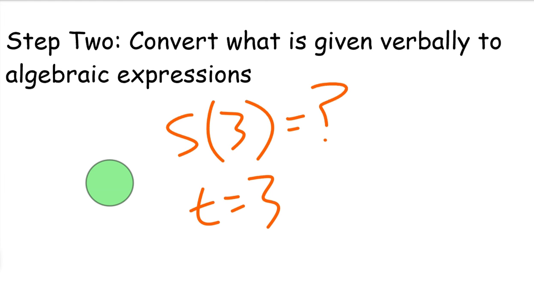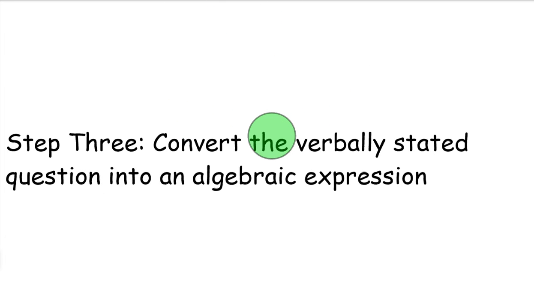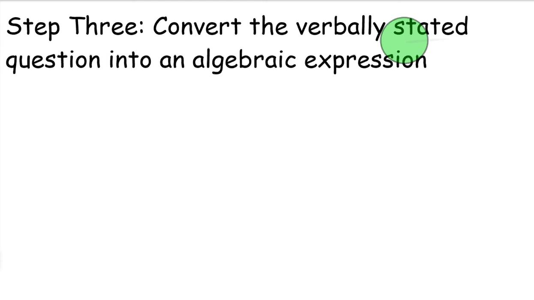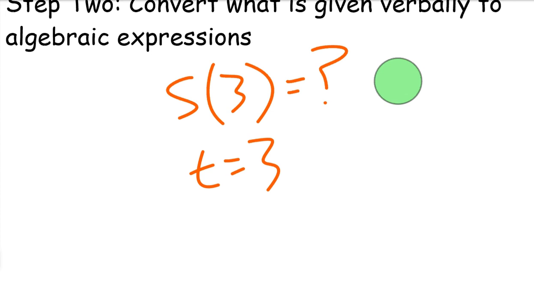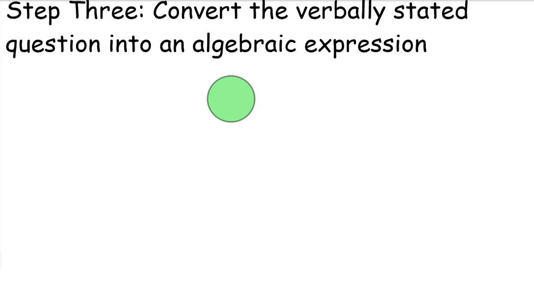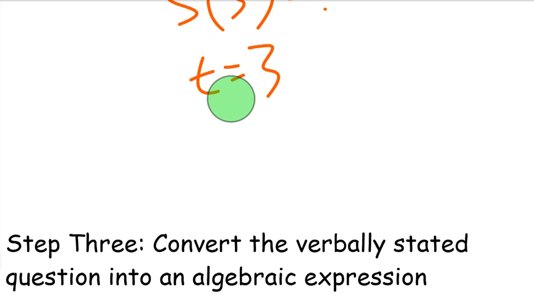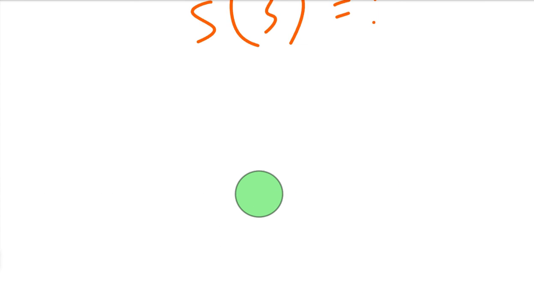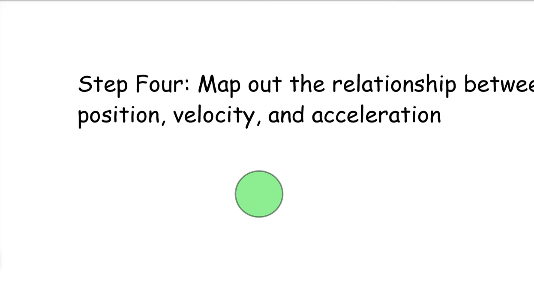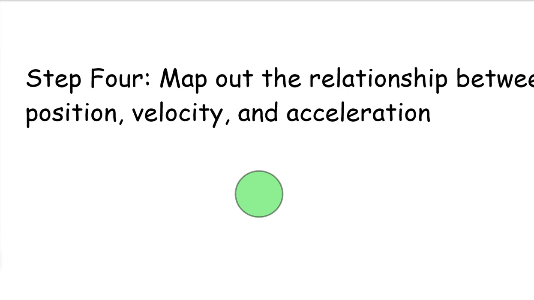Again, this is a simple example, but this step is useful, especially when these get more complicated. Step 3 is to convert the verbally stated question into an algebraic expression. I kind of already did that here. Should have done it down for step 3. Jumped the gun a little bit, but we want to figure out what S of 3 is. And we were given that t is equal to 3. So you can pretty much see by now that we're just going to be plugging in t is equal to 3. Again, this is a simple example. We want to start simple and increase in difficulty.